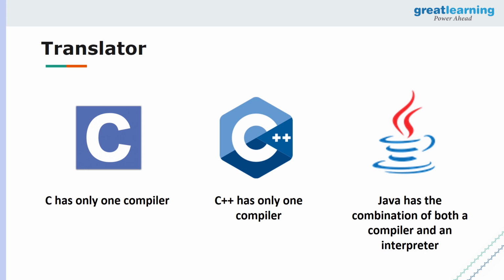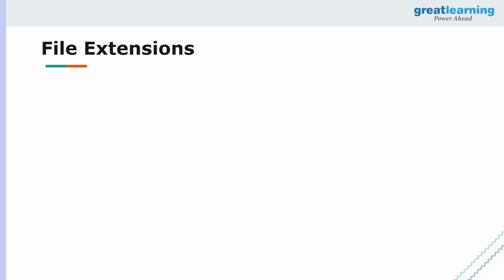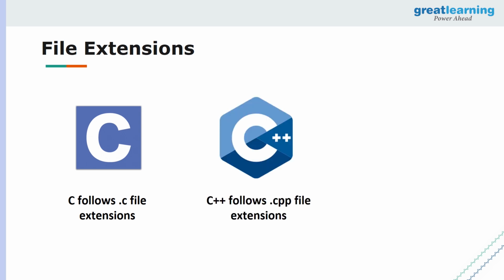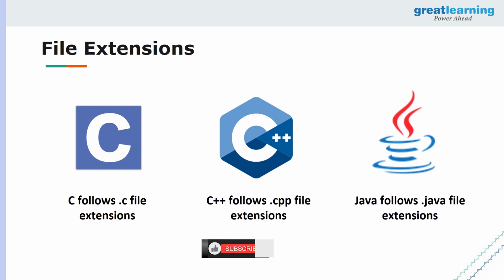Now let's see the next difference, which is file extensions. If you're writing a program file for C, C++, or Java, with what file extension do you have to save it? C follows the .c file extension, C++ follows .cpp, and Java follows the .java file extension. This is very important for freshers and beginners to remember, because when you write code in a specific language you must save the file, so you should know the correct file extension for each language.